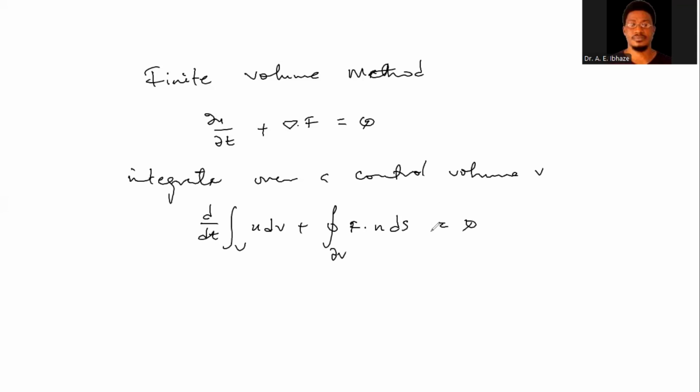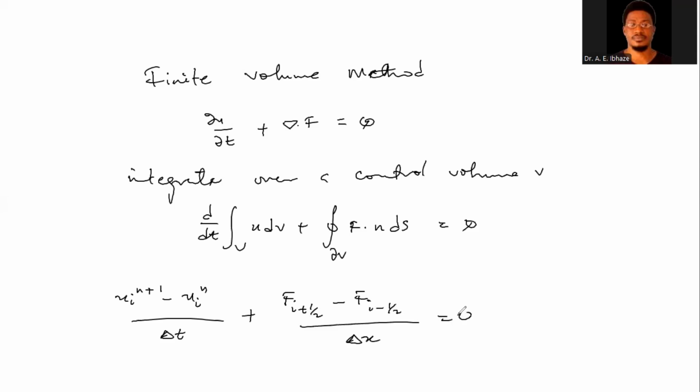And once we discretize the integral over the finite volume, this will yield the approximation (u sub i superscript n+1 minus u sub i superscript n) over dt plus (f sub i+1/2 minus f sub i-1/2) over dx being the same as 0.